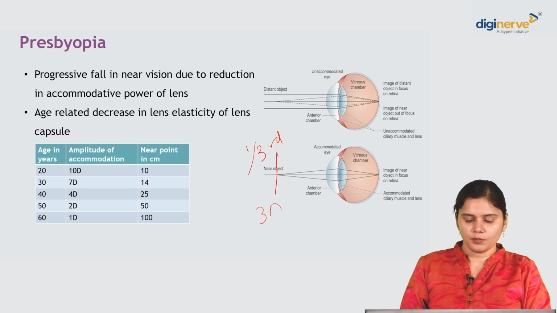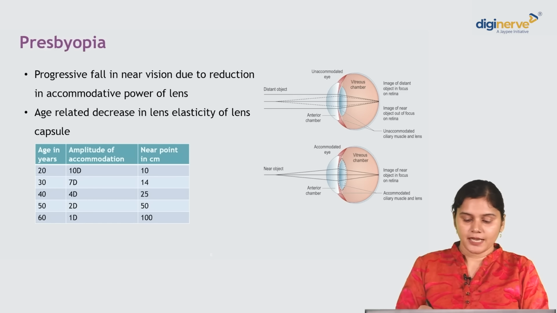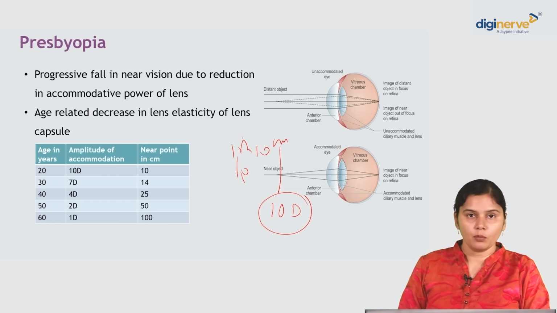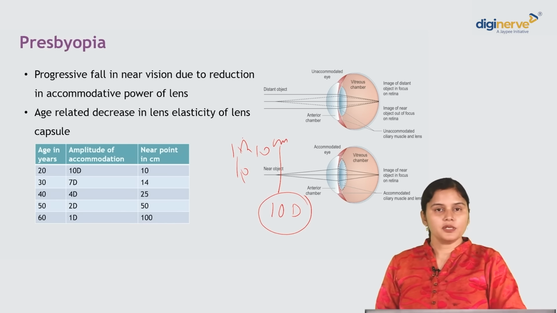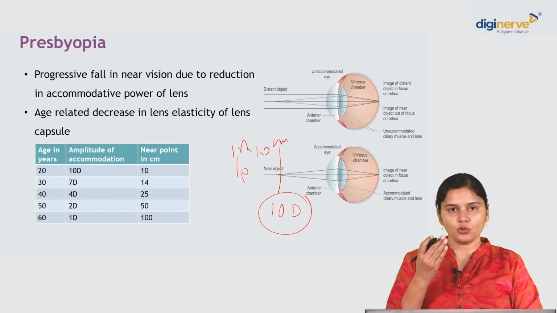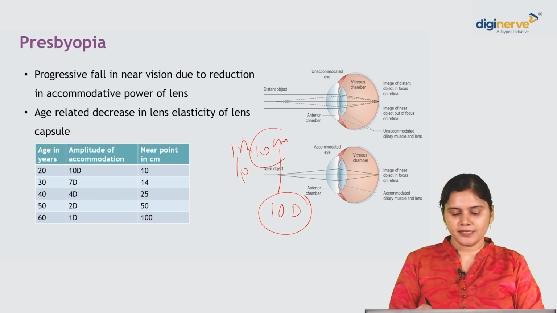If the near object is placed at around 1/3 of a meter, or 33 centimeters, then we need 3 diopters of accommodation. So therefore, if an object is actually placed at 10 centimeters, which is 1/10 of a meter, we need 10 diopters of accommodation. So a person at age of 20 can look at near objects very close to the eye, that is at 10 centimeters.